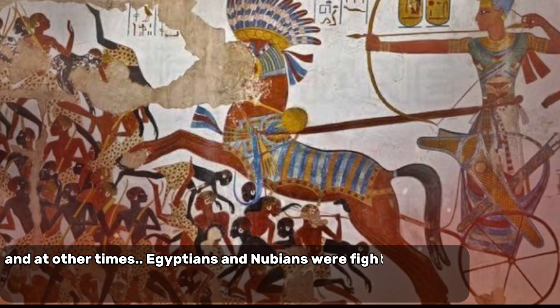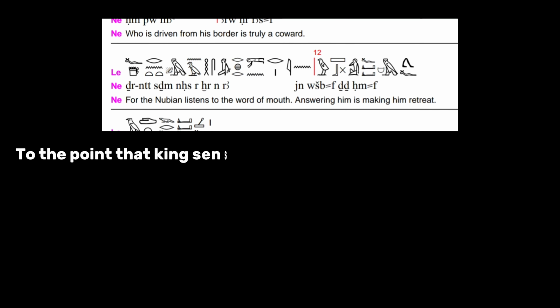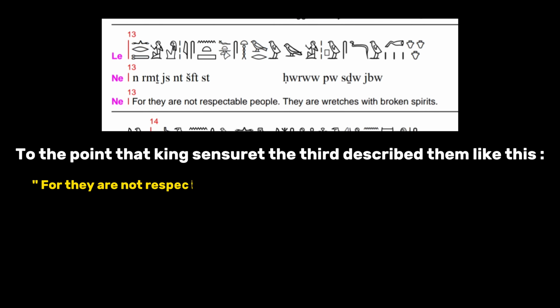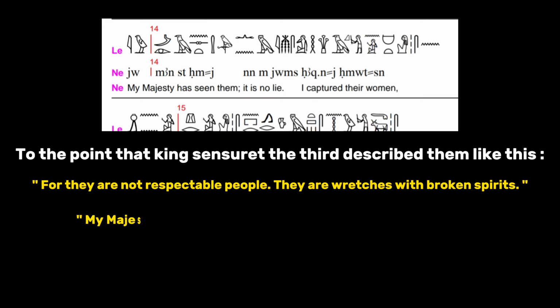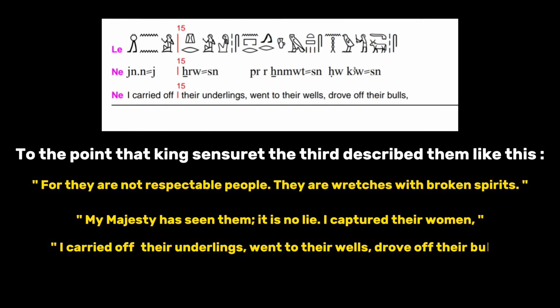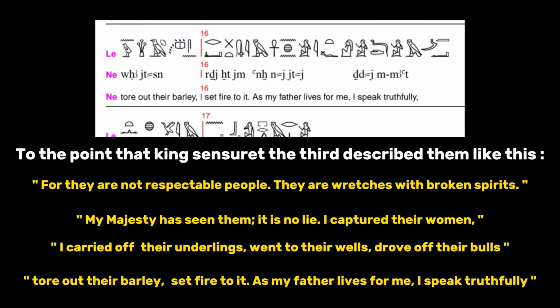And at other times, Egyptians and Nubians were fighting against each other in such a brutal way, to the point that King Senusret III described them like this: "For they are not respectable people. They are wretches with broken spirits. My majesty has seen them, it is no lie. I captured their women. I carried off their underlings, went to their wells, drove off their bulls, tore out their barley, set fire to it. As my father lives for me, I speak truthfully."